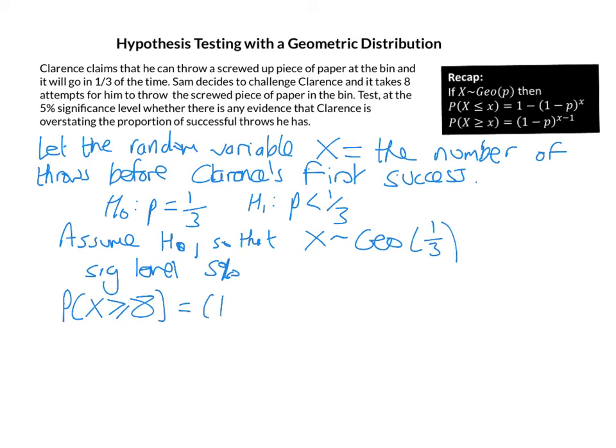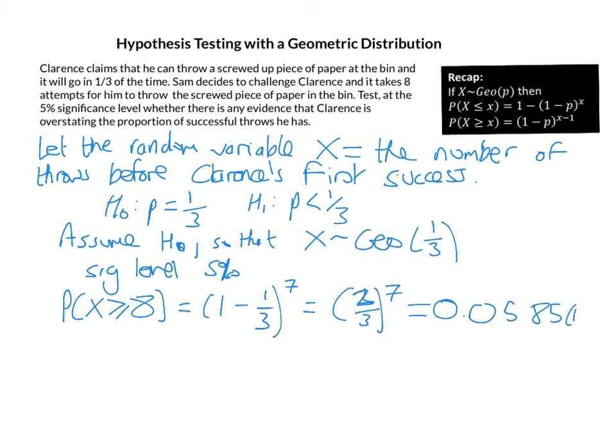Is it that unlikely? Well, that's the same as asking, what's the chance of him getting 7 consecutive failures? So it's the probability of missing, which is 2/3 to the power 7. And the probability of that, if you do that on the calculator, is 0.0585. That's to 3 significant figures. Well, that is greater than 5%. 0.0585 is greater than 0.05.